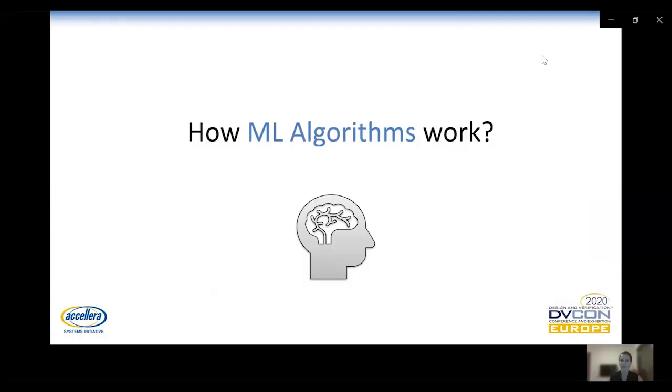In this section, I would like to talk about how machine learning algorithms work. Don't panic. I'm not going to talk about any technical, boring details, but I do want to talk about the key components of machine learning algorithms, because that's important to understand when we later on talk about use cases and how to avoid some common pitfalls.